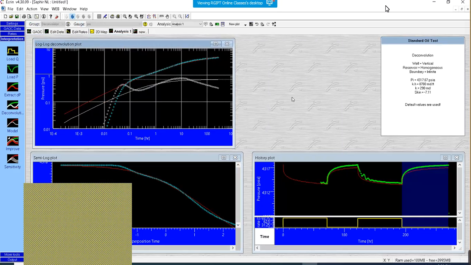Okay, so this is the final interpretation of the second PBU. You can understand both the PBUs have confirmed that there was a fracture, and the skin was also close. For the first PBU it was, I think, minus 7, and it is again minus 7.11. So like this we can interpret the information, then model, then improve, and try to have the best answer. Try to interpret the graphs in the best way.